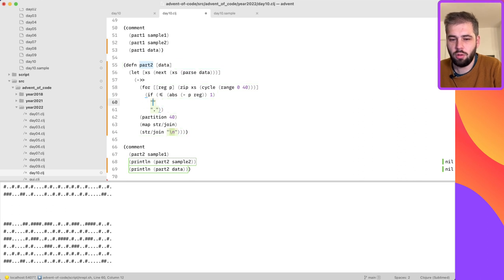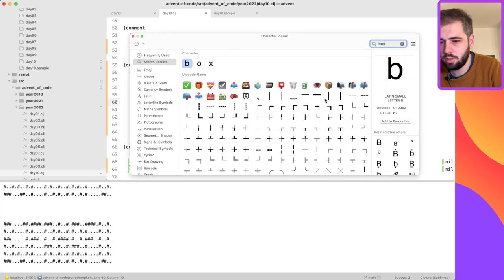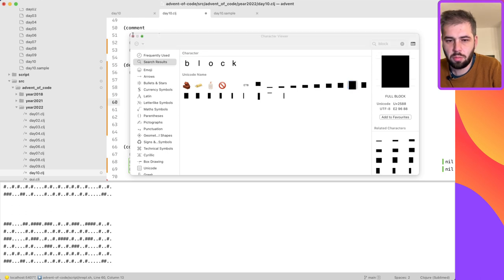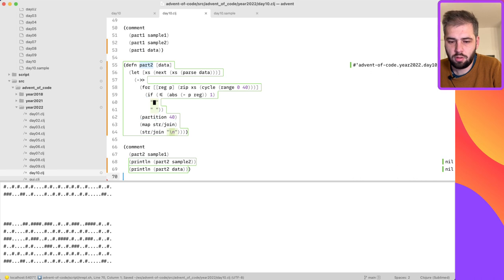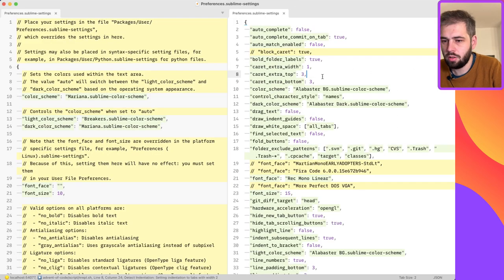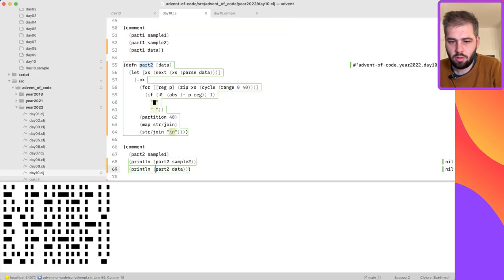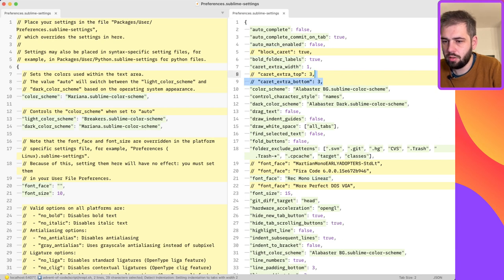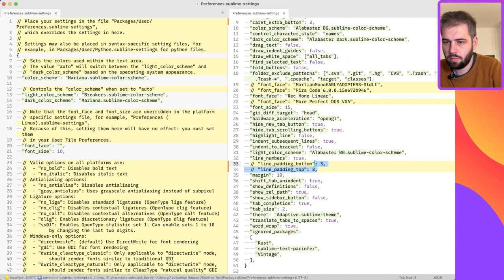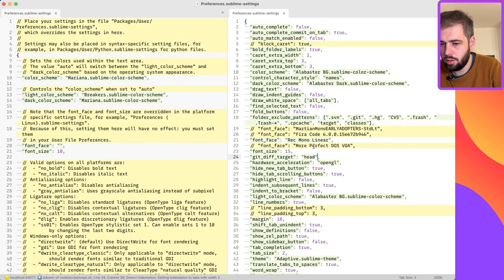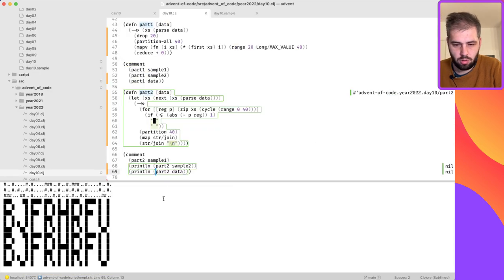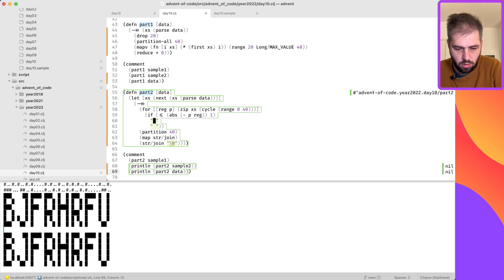No. We are going to actually use proper block drawing, full block, space. Okay, and we are going to also comment this out. No, not this one. Okay, and we're probably going to need a real input where this actually works. Okay. BGFRHRFU. Okay, so it's BGFRHRFU. Okay.